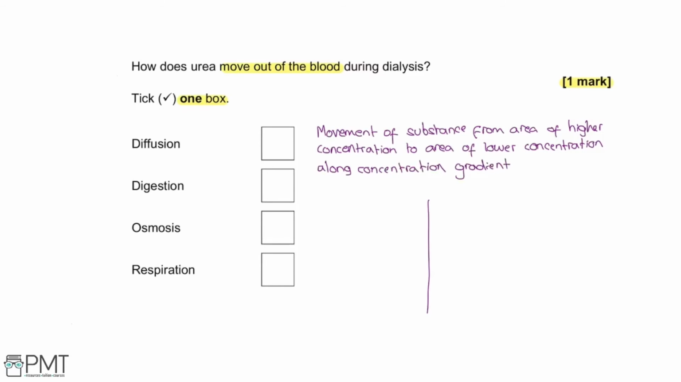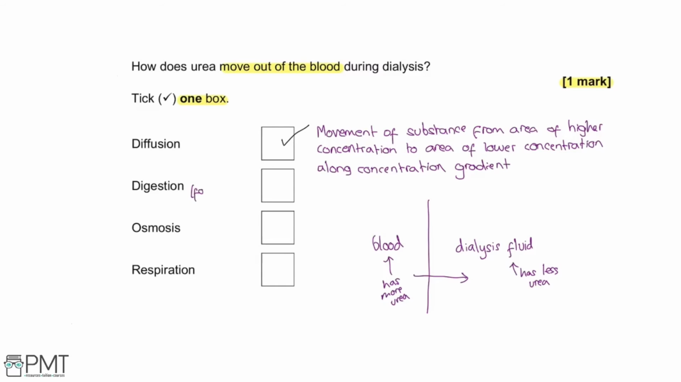We have a partially permeable membrane which separates the blood and the dialysis fluid, and the blood has a higher concentration of urea, and the dialysis fluid has a lower concentration of urea, so the urea will move across from the blood to the dialysis fluid along that concentration gradient. So the first option, diffusion, is the correct one.